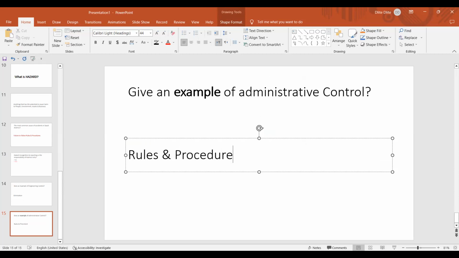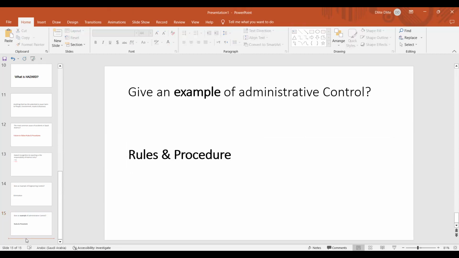Even your PTW system, the work permit forms, the toolbox meeting you do, the warning signs, and different kinds of written instructions, work instructions, SOPs, all come under administrative control. So rules and responsibilities is a right answer. Okay.